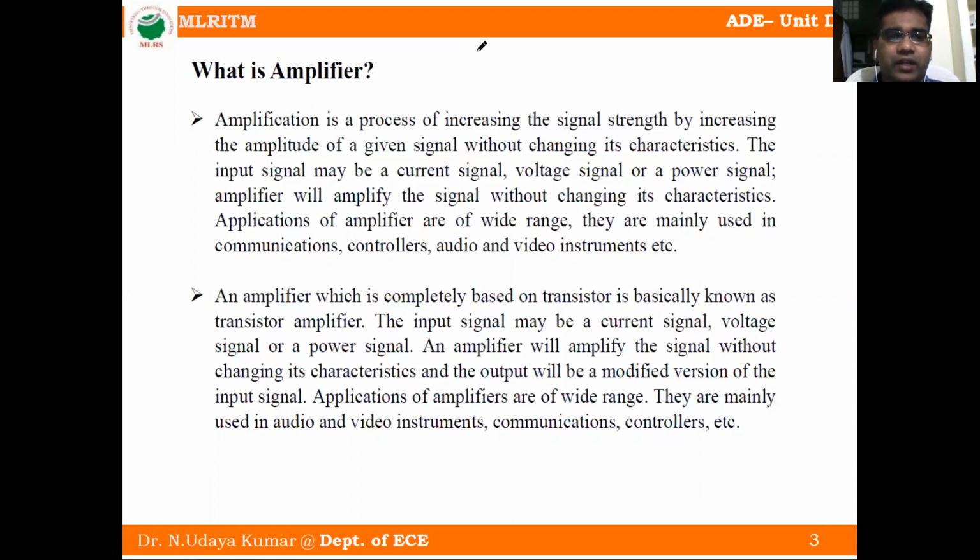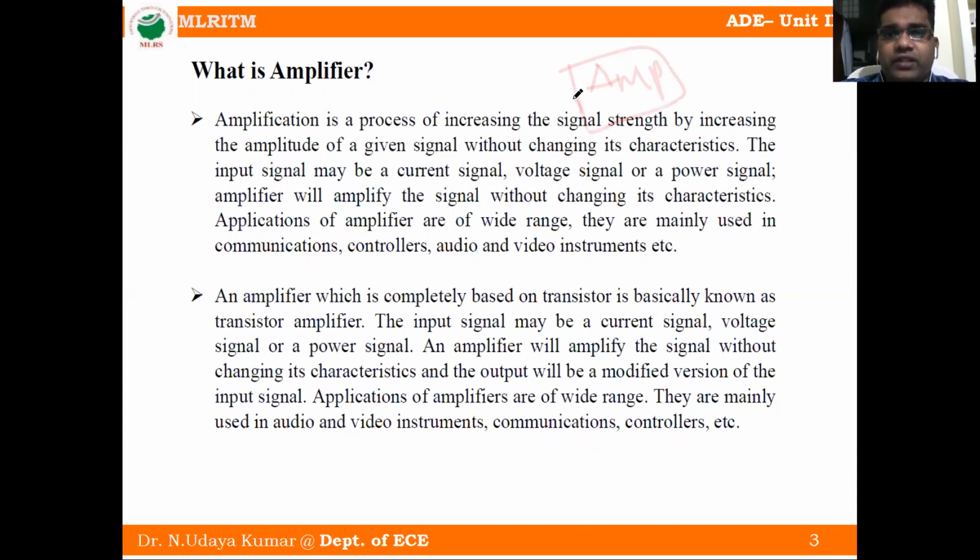So amplification is the process of strengthening the weak signal without any change in the general shape of the signal, that is, without distortion. That is called amplification. For example, we take an amplifier circuit. This is the amplifier.